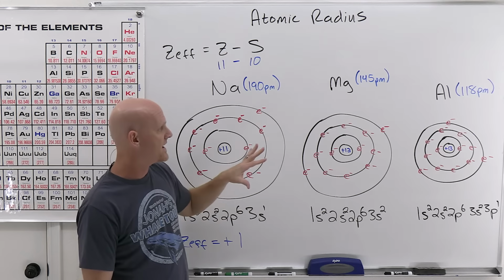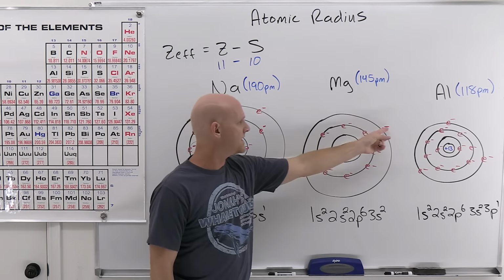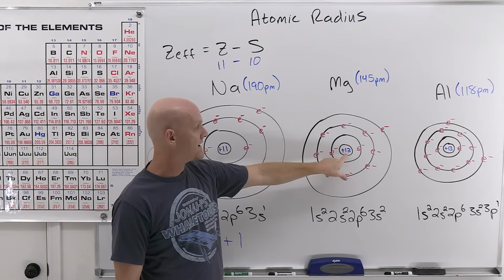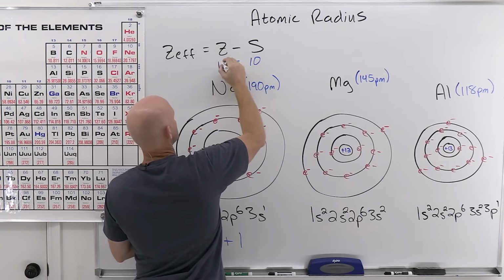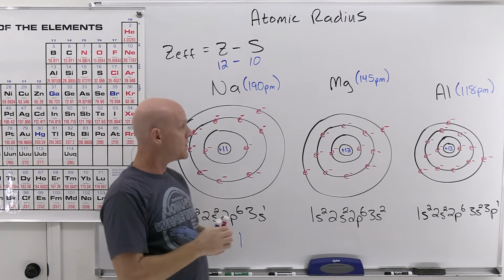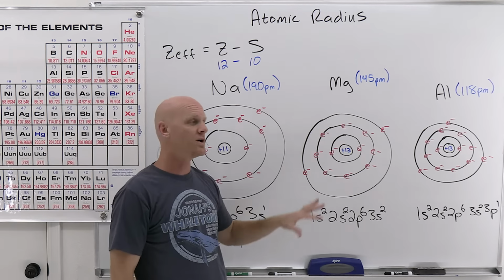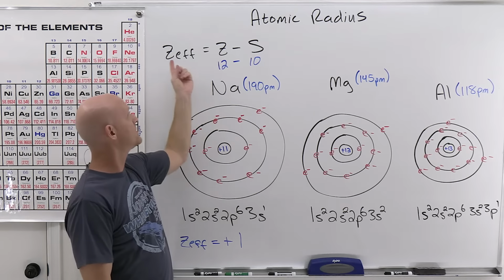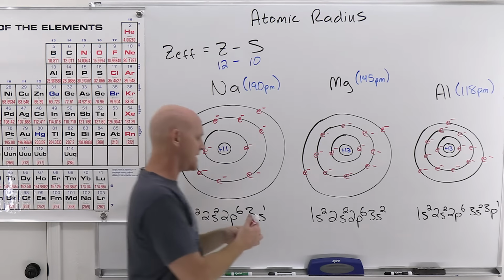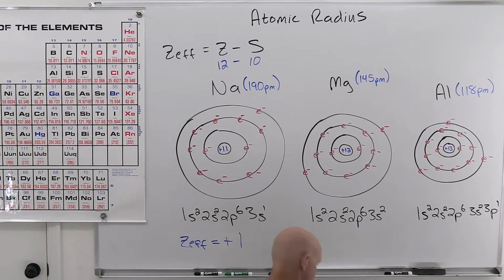So in the case of magnesium, these 2 electrons out here now feel a +12 charge from the nucleus, but there's still only 10 core electrons, and so the number of screening electrons is still only 10. And so now your effective nuclear charge is 12 minus 10, and that's going to be +2.